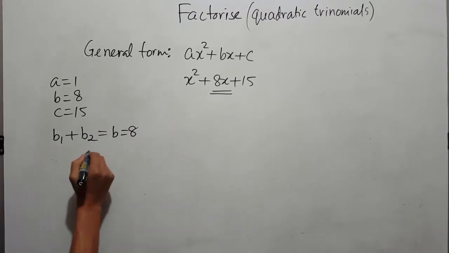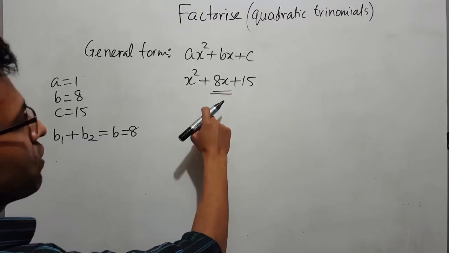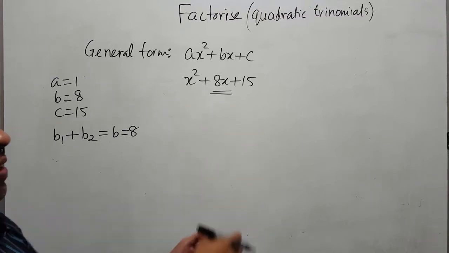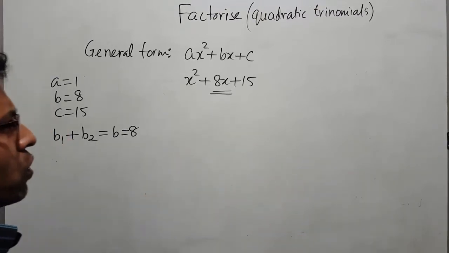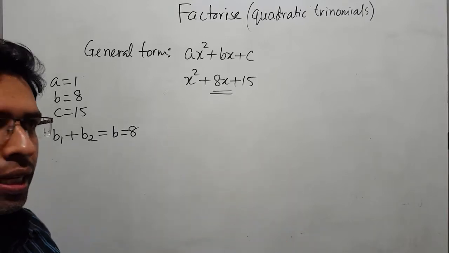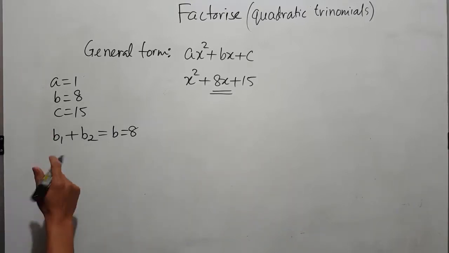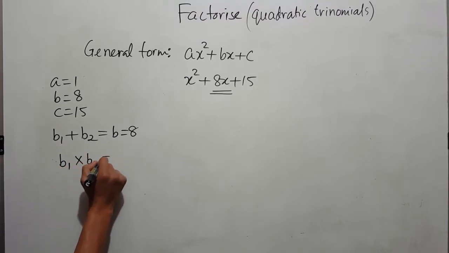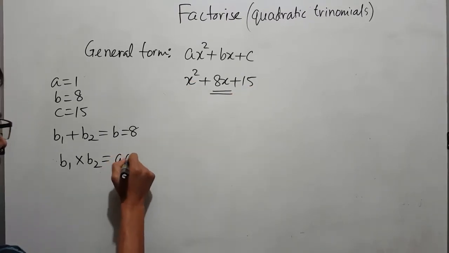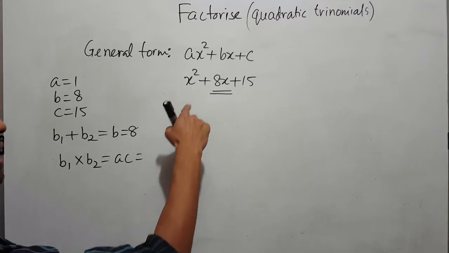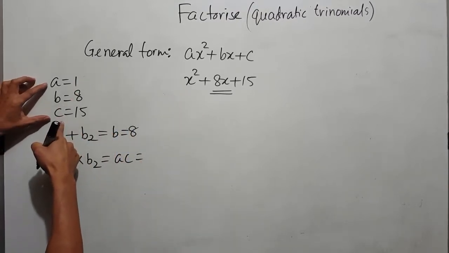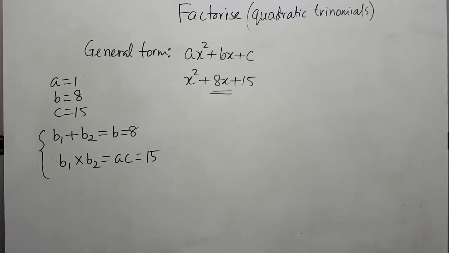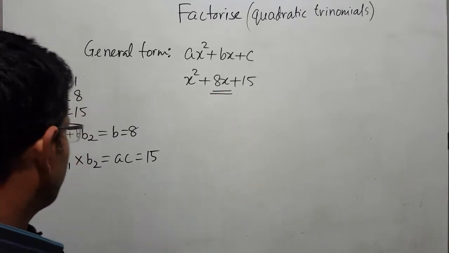We can make 8 in different ways: 4 plus 4 is 8, 6 plus 2 is 8, 1 plus 7 is 8, 10 minus 2 is 8. But make sure that you follow the second condition as well: b1 times b2 should be ac. What is ac in this case? A times c. A is 1, c is 15, so 15 times 1 is 15. Both conditions should be fulfilled when you break this 8x.